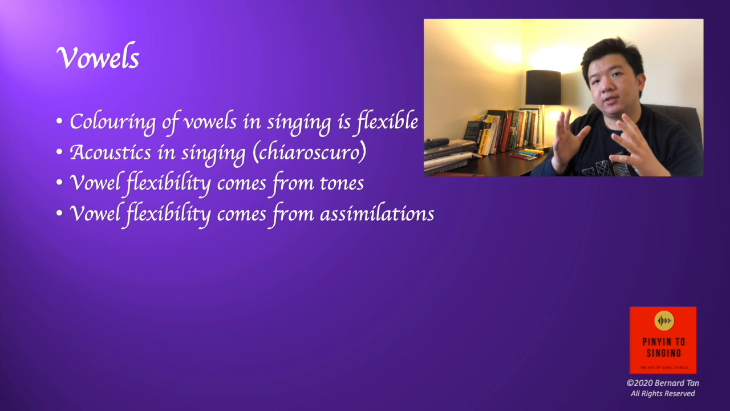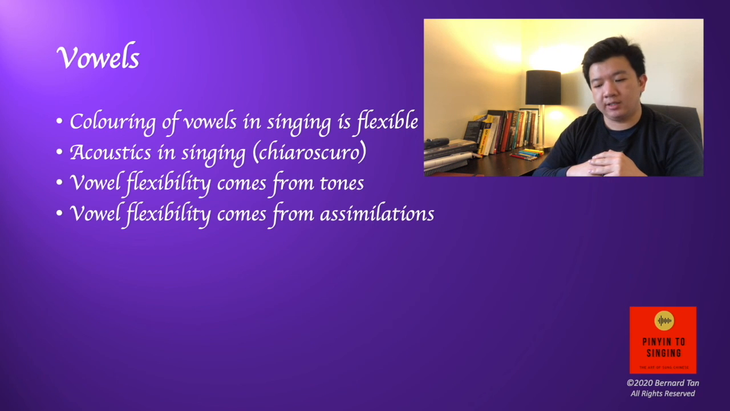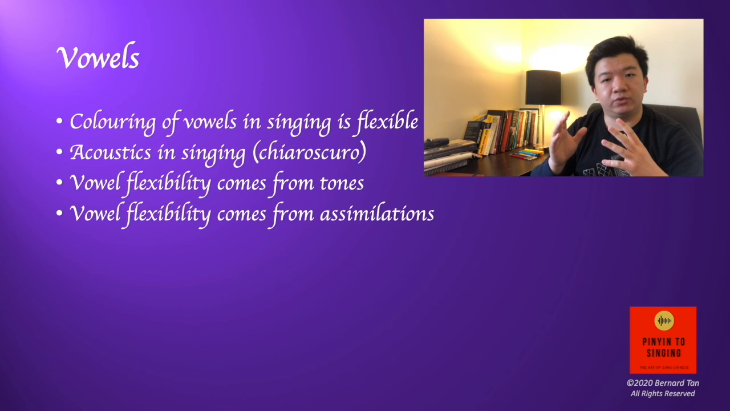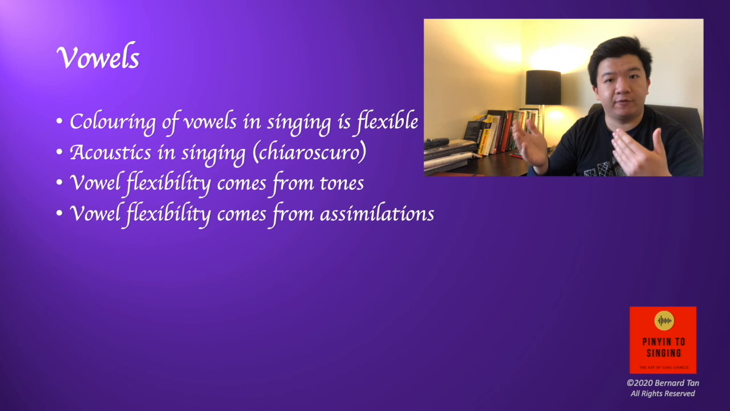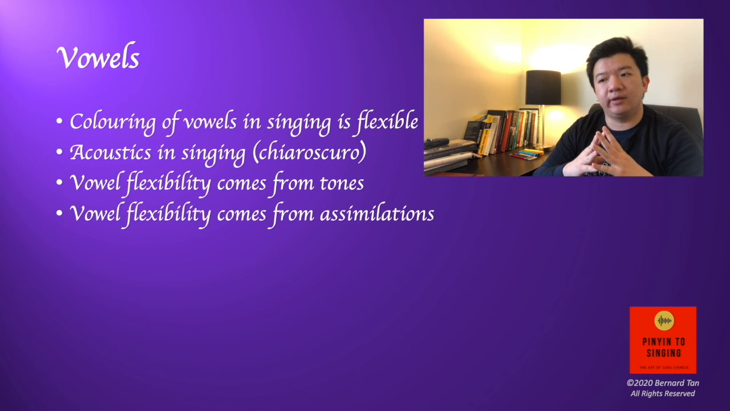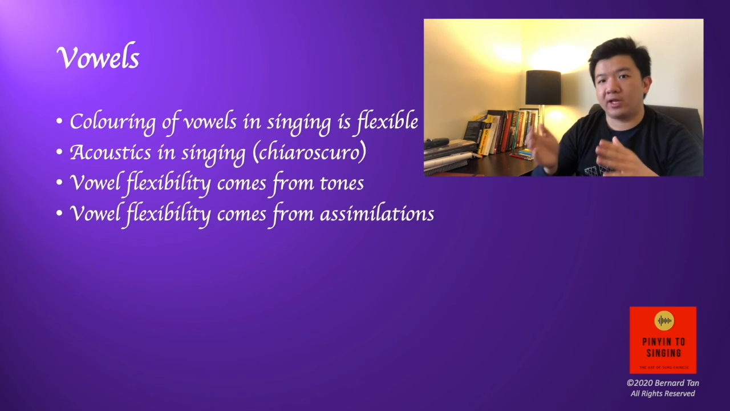So in Chinese, vowels can actually assimilate depending on what comes after or before. Vowel colors do change to a more close version or a more open version of the vowel depending on what comes before or after. And hence, in singing, there is no need to fix the color of the vowel or the openness or the closeness of the vowel like how we will if we are singing in German or French.